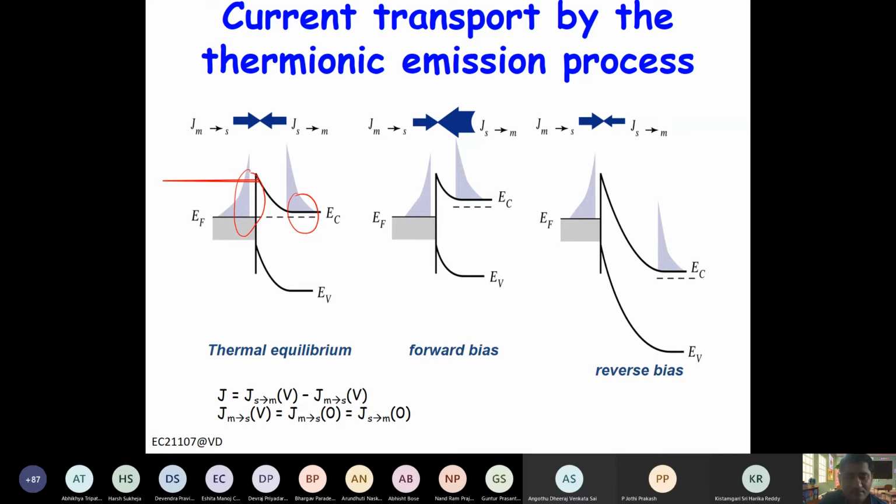Can somebody tell me why? When we apply the bias, why is it changing only on the semiconductor side and not on the metal side? The barrier height only changes on the semiconductor side, not on the metal side. One mark question. Any guess?